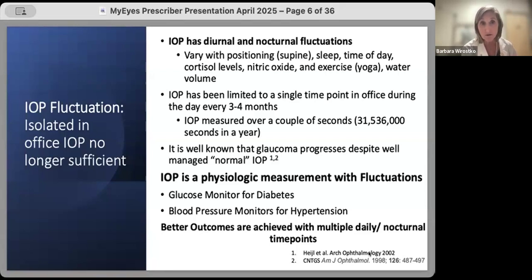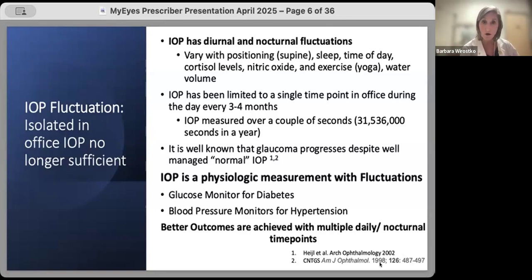And we also know that even patients with normal, and I don't even refer to my patients as true normal anymore. What is a normal pressure? But we do know that patients continue to progress even if their pressures appear to be controlled. And I go back to the fact that we know that outcomes are better if we monitor blood pressure.